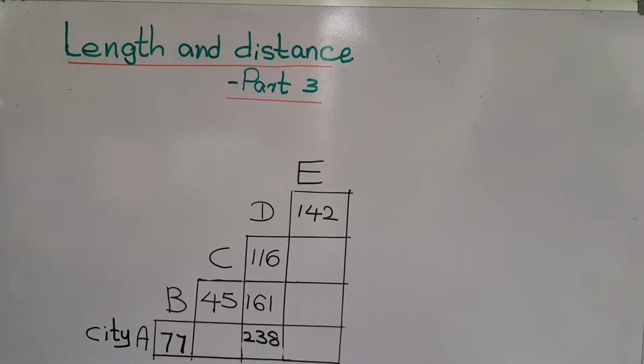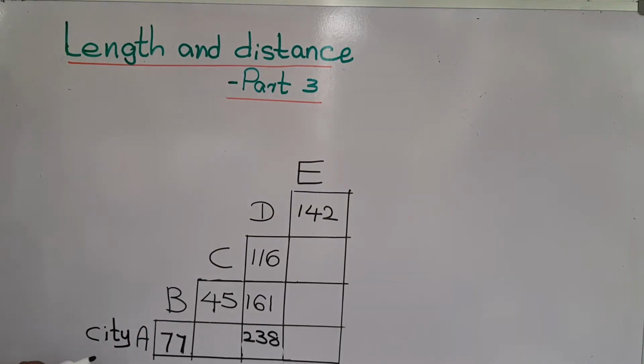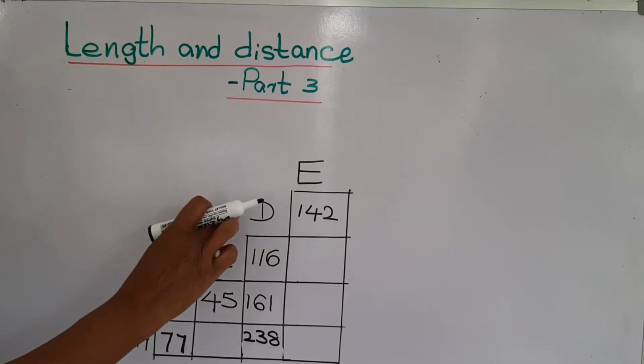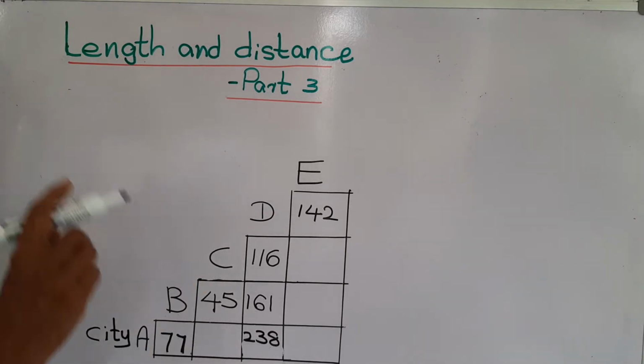Today under the length and distance lesson, we are going to find some distances in between some cities. See, city A, city B, city C, city D and city E. These are the cities, right? Now you can understand this chart, right?